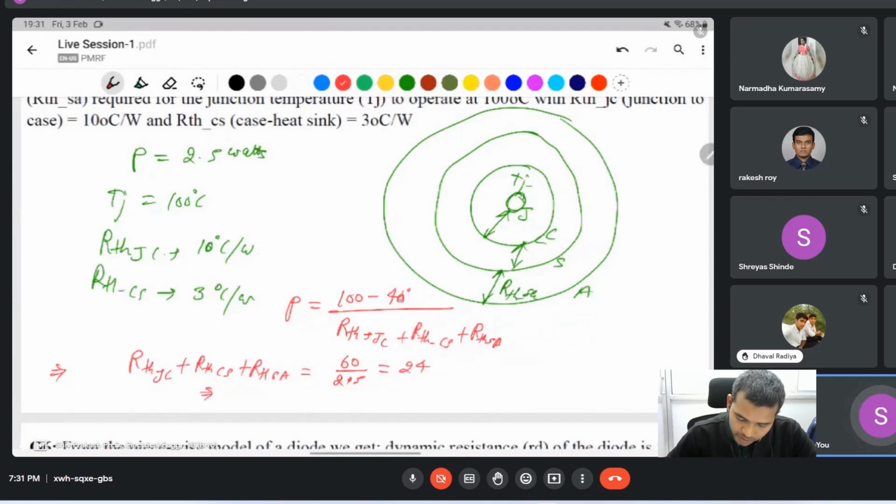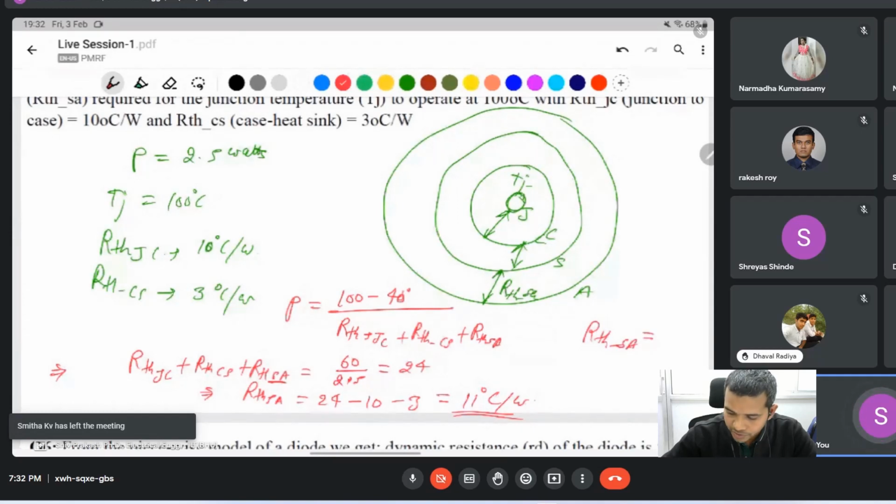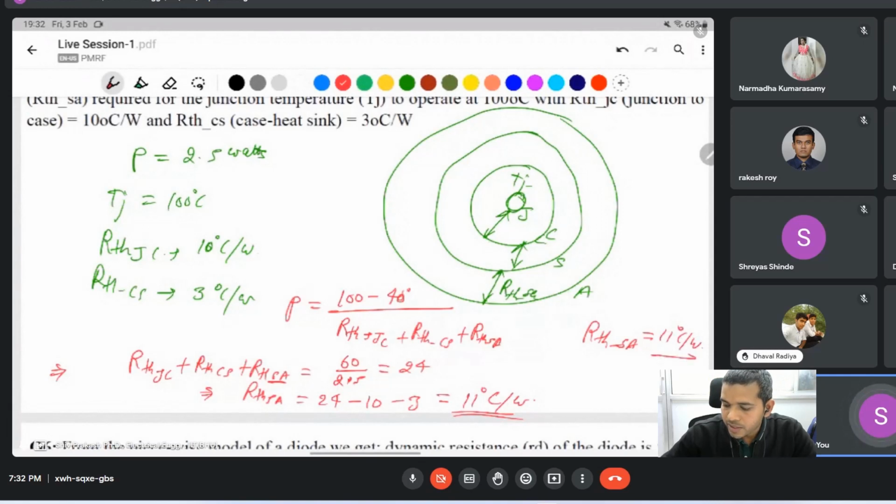It is asked about the surface to ambient temperature resistance: 24 minus JC, 10 minus 3, that is 11 degree centigrade per watt. Surface to ambient temperature, you require 11 degree centigrade per watt. It means the thermal resistance to flow of the heat.